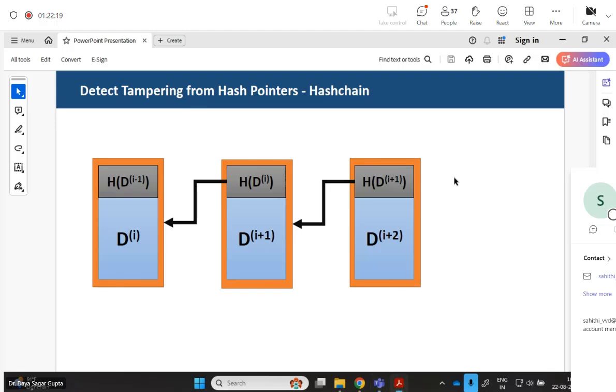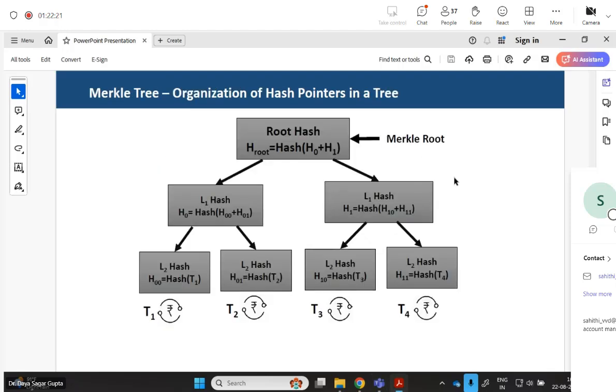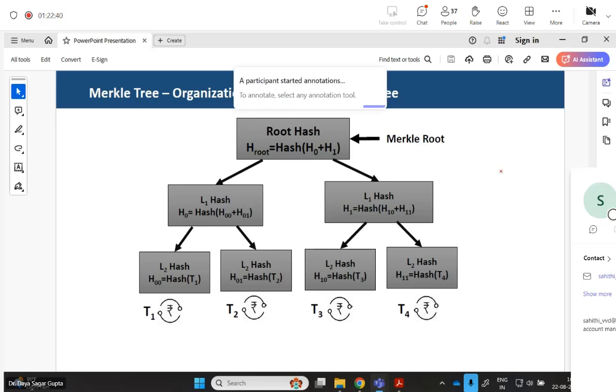The next thing is the Merkle tree. Again, the Merkle tree is used to detect tampering. What does it detect? See this. The hashes are organized in a hierarchical manner. We just saw the hashes. What is hierarchical hashing? Let us say we have 4 transactions made. Some people have made 4 transactions, called T1, T2, T3 and T4.